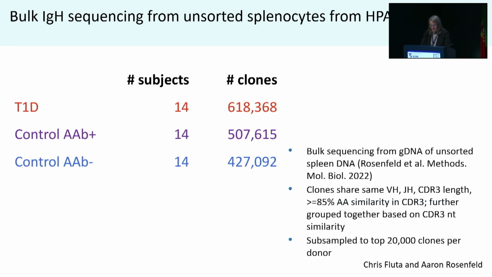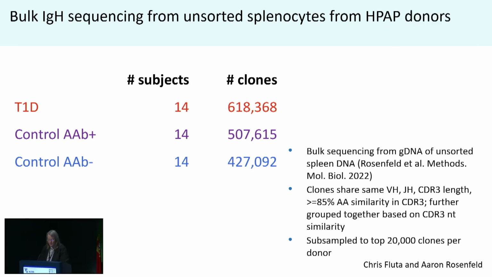Things like that. All right, so when you first start to look at data like this, the first thing we look at is just the metadata. And the clone counts here are not evenly sampled, so that we need to fix. So we subsampled donors down to the level of 20,000 clones per donor. We define clones in our bulk sequencing data as having the same V, J, CDR3 length, 85% amino acid identity in CDR3. And then we further group some of these clones together based on CDR3 nucleotide similarity.